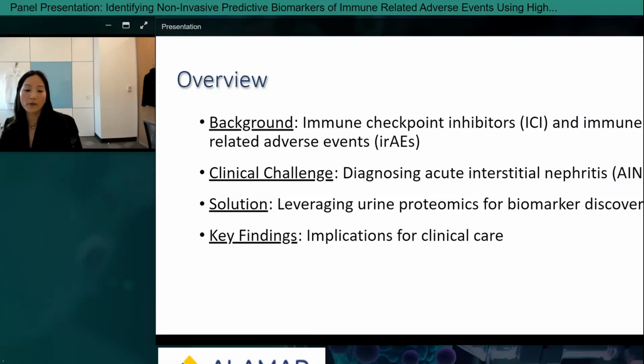I'll begin with the background on immune checkpoint inhibitors and their associated side effects, or immune-related adverse events, the clinical challenge that we face with diagnosing acute interstitial nephritis, or AIN, and how we're leveraging urine proteomics for biomarker discovery to help us with this clinical challenge. I'll end by telling you about the implications for clinical care using our key findings.